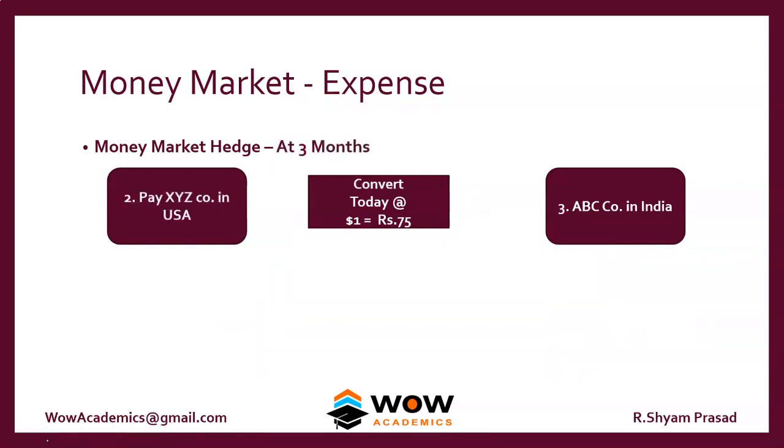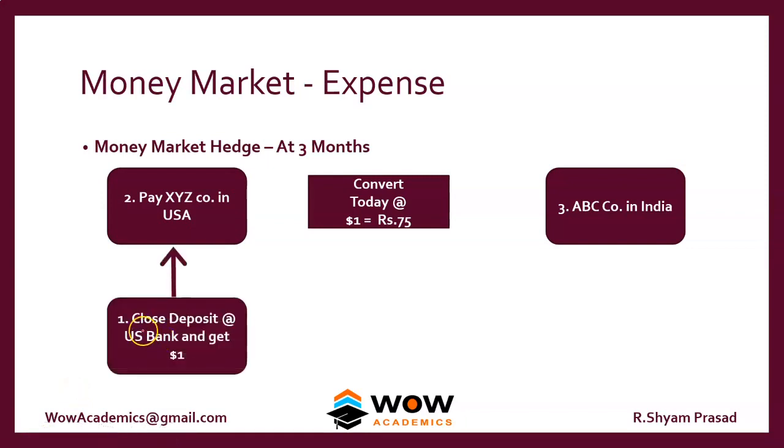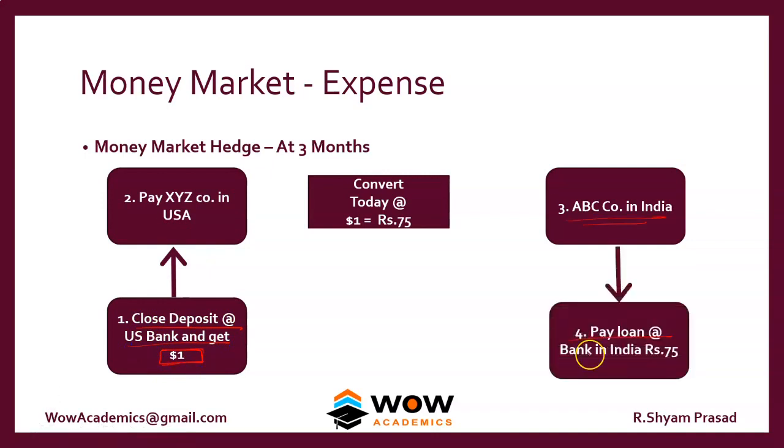After 3 months time, what would happen is we will close the deposit in US, and we'll pay this $1 to the US company. So they will close the loan in the Indian country at 75 rupees because that was the amount that they have borrowed. So this is what the money market hedging for expenses side.